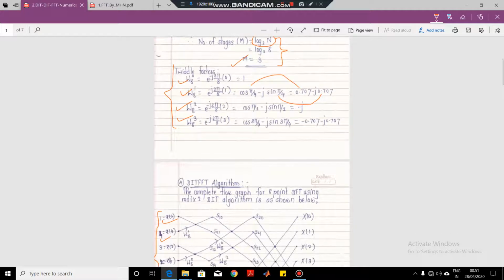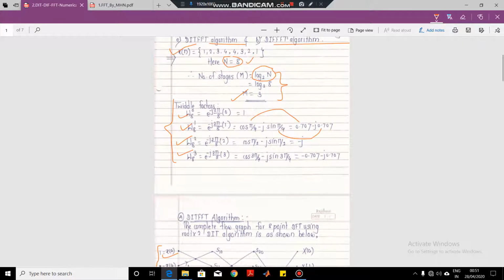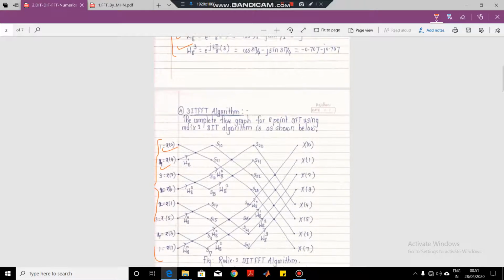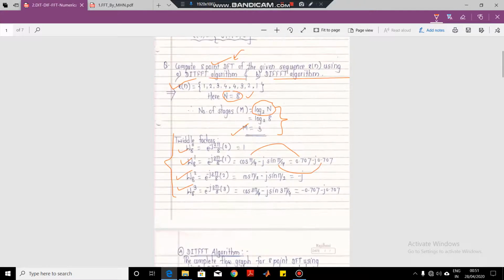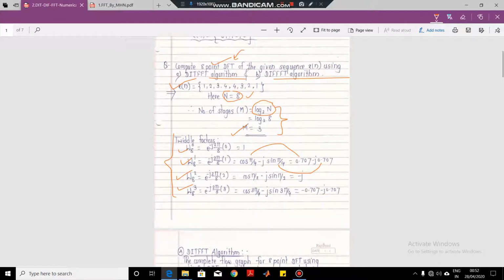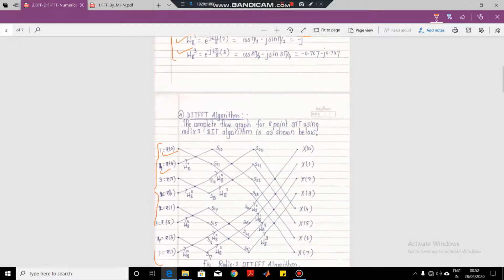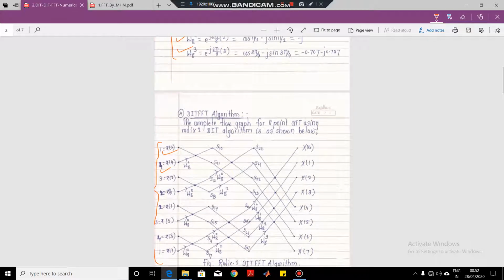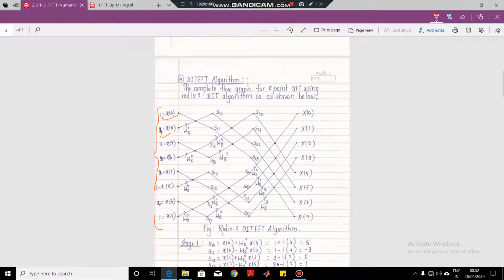So 0, 4, 2, and 6. Then 1, 5, 3, 7. So x of 1 is 2. x of 5 is how much? 0 1 2 3 4 5. x of 5 is 3. Then x of 3 and x of 7. So this is the bit reversed order of the sequence. Instead of giving the sequence in the normal order, that is 0 1 2 3 4 5 6 7, we have to give it in the bit reversed order, that is 0 4 2 6 1 5 3 7. So this is the index 0 4 2 6 1 5 3 7. See the index and take the corresponding sample.